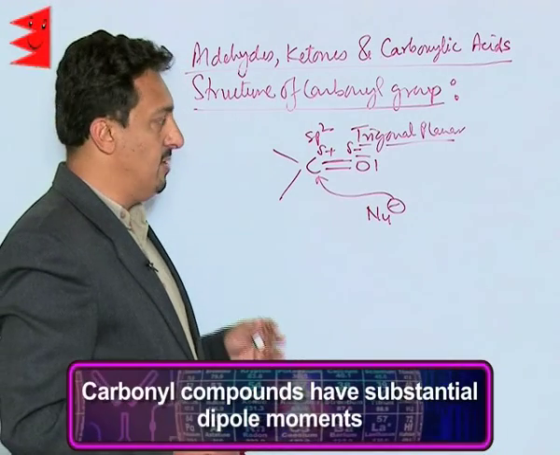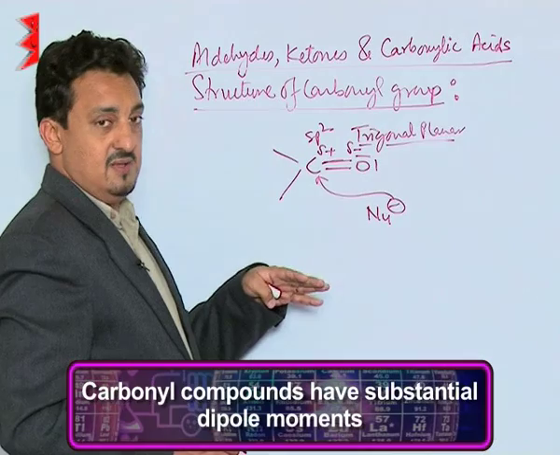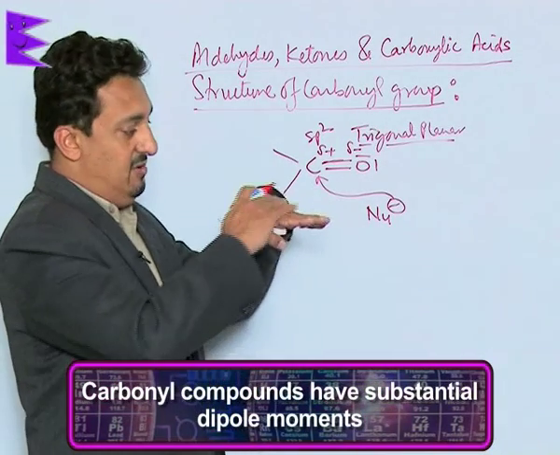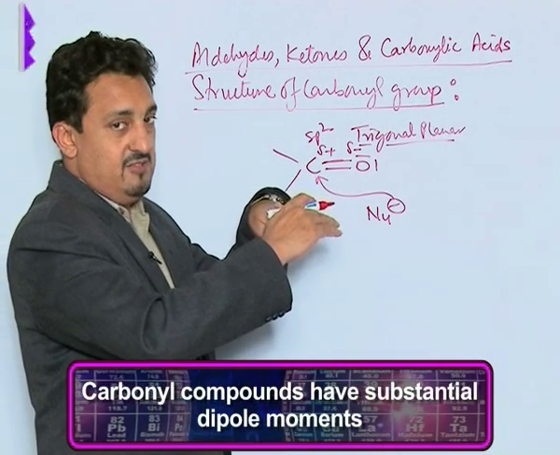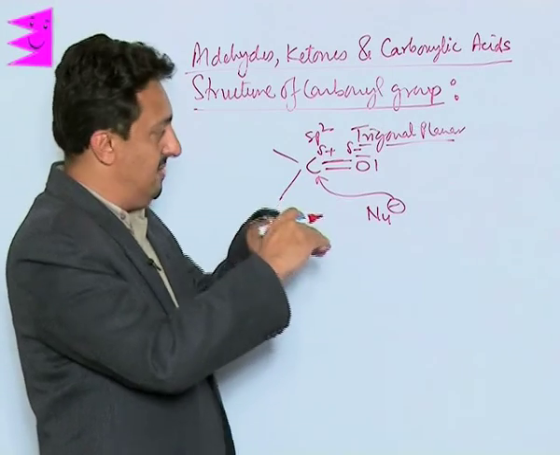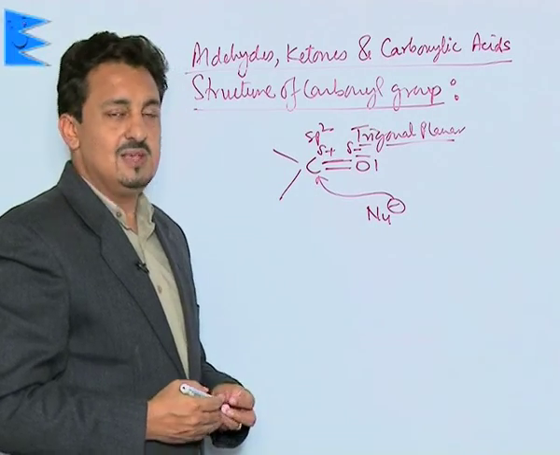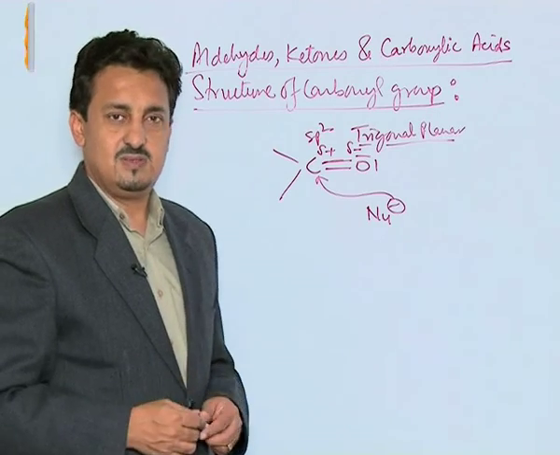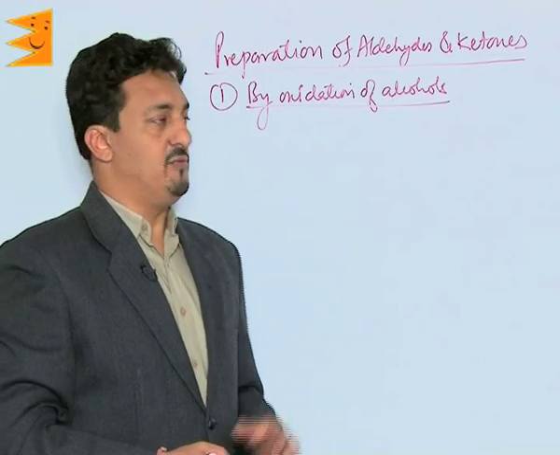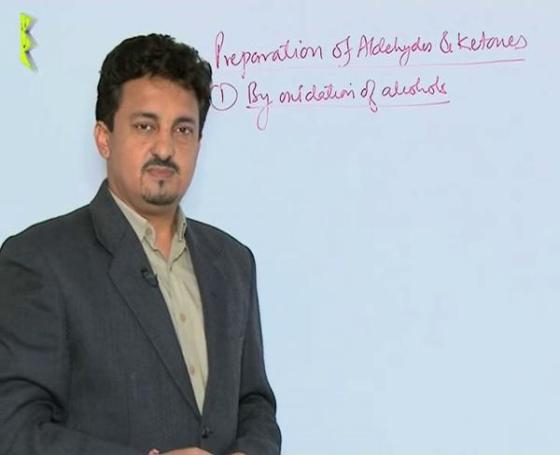But what is more important to understand now at this stage is that this is a planar molecule. Carbonyl group containing species will be planar, trigonal planar, because this carbon is sp2 hybridized. Now let us see their preparation methods. Now let us see the preparation method of aldehydes and ketones.